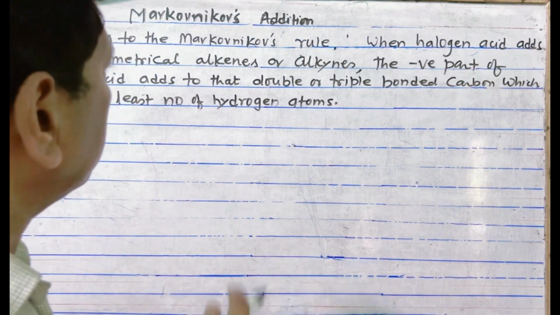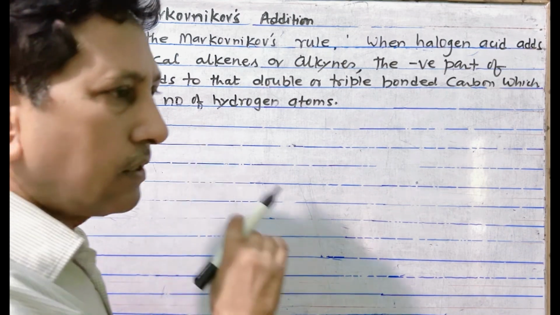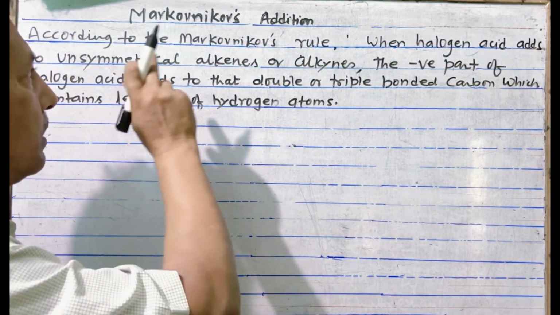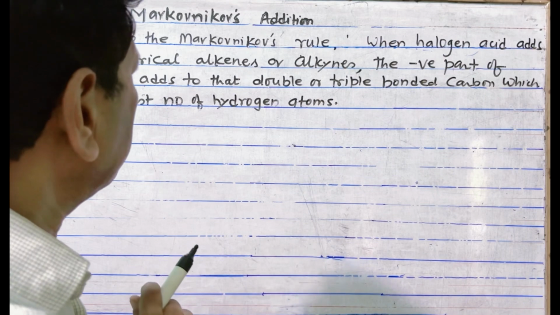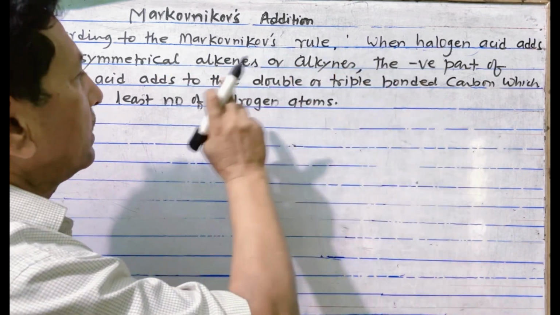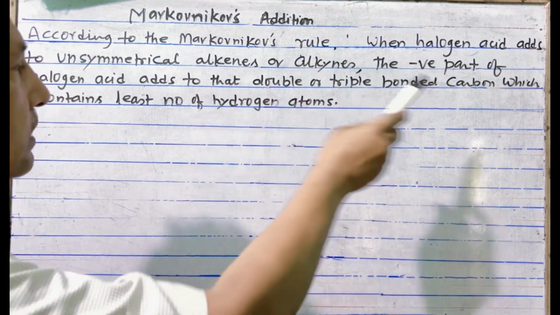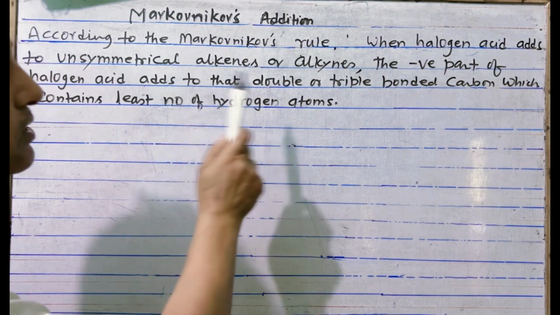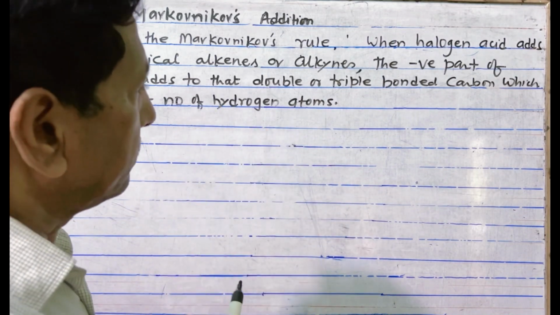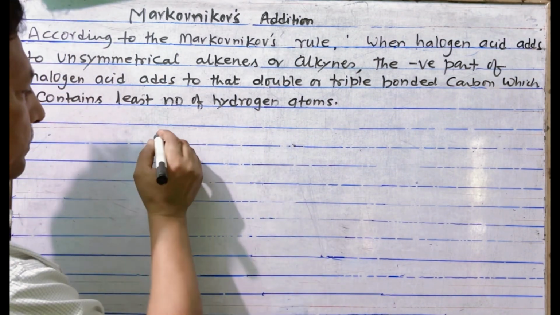Today I will explain the addition of halogen acids to unsymmetrical alkenes or alkynes according to the Markovnikov rule. Vladimir Markovnikov was a Russian chemist. He gave a rule. According to his rule, when halogen acids add to unsymmetrical alkenes or alkynes, the negative part of the halogen acid adds to that double or triple bonded carbon which contains the least number of hydrogen atoms. This is the rule, and let us take an example.